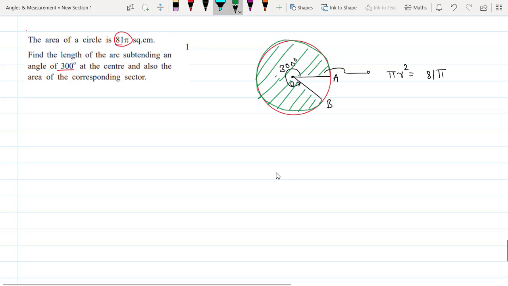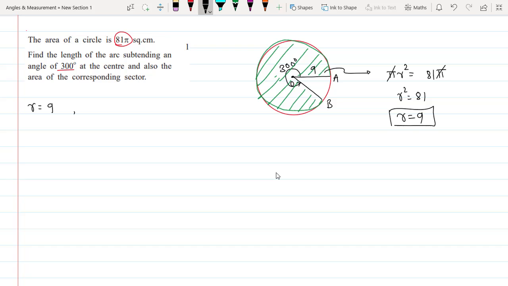Is it okay? So they have given that pi r square is equal to 81 pi. So this pi gets cancelled, so r square is equal to 81. So r comes out to be 9. So the radius of the circle is 9 centimeters. So r is equal to 9 and theta is equal to 300 degrees.